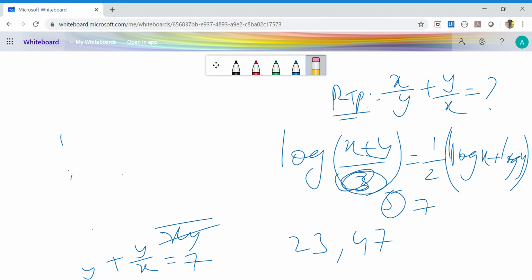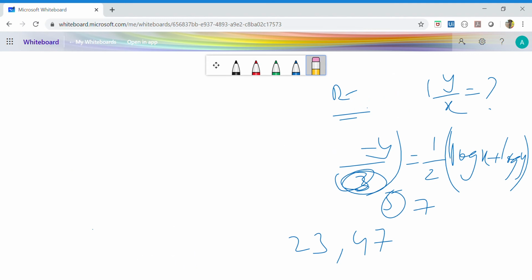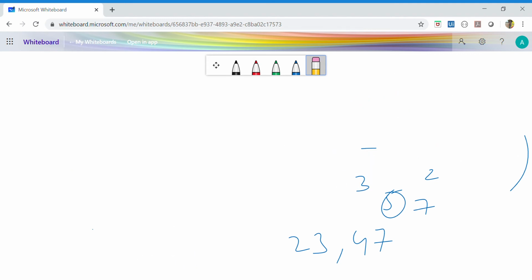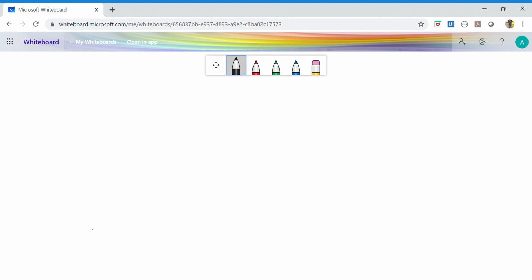So you can practice the sums. Don't practice the same sum so many times. By changing the numbers you can practice, so that you cannot memorize the sums. You'll understand the sums and you can solve the sums very easily.